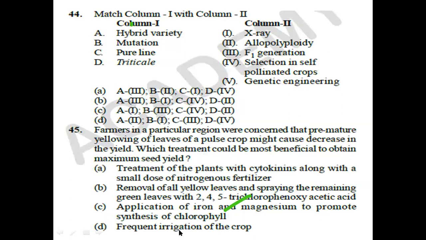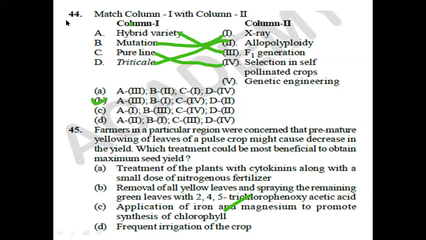Match the following. Okay, hybrid variety. Hybrid variety is obtained in F1 generation. Mutation. X-ray. Pure line. Selection in self-pollinated triticale. Allopolyploidy. So the answer for this question, A to 3, B to 1, C to 4, and D to 2. So it's option B.